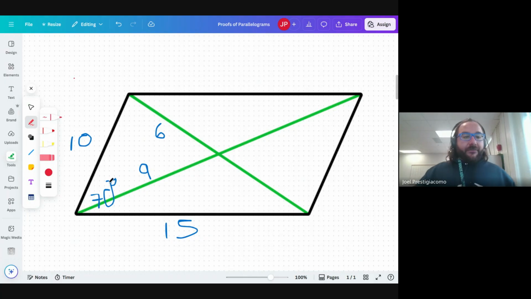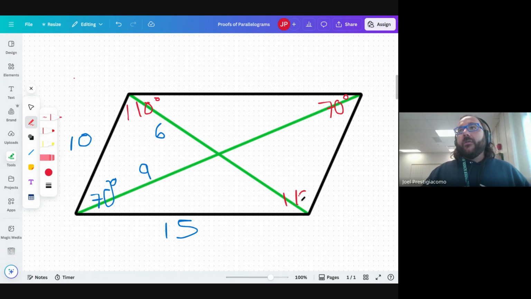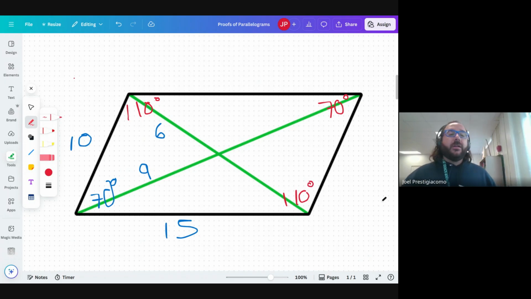All right, so if this is 70, then that means up here, this is going to be 110. Again, those two angles have to add up to make 180. Now the opposite of 70 will go over here, and then 110 will go over here, right? Because they're opposite angles. So as long as we have one angle, we can find the other three.